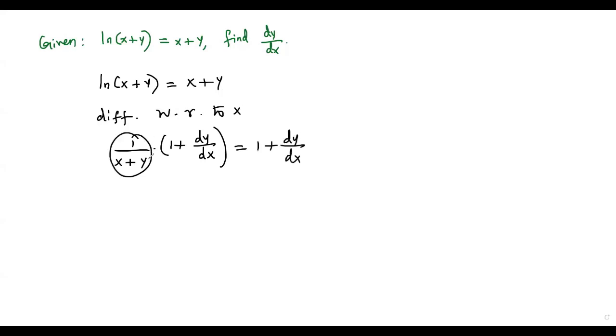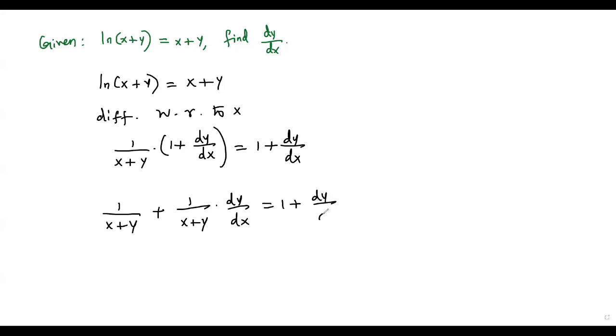Now we can distribute this 1 over x plus y to the 1 and the dy over dx. When I multiply 1 over x plus y and 1, I'm just getting 1 over x plus y, plus, distributing to the second term, 1 over x plus y times dy over dx, equals 1 plus dy over dx.